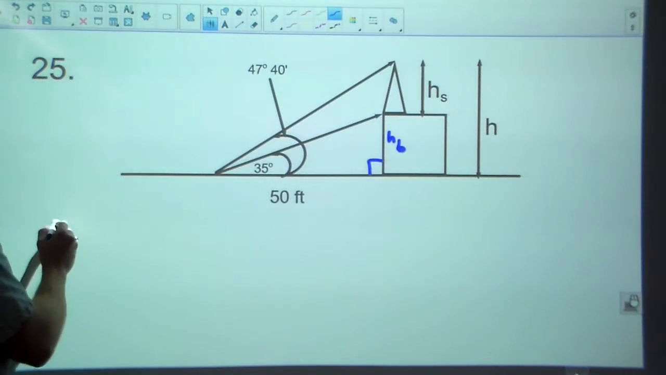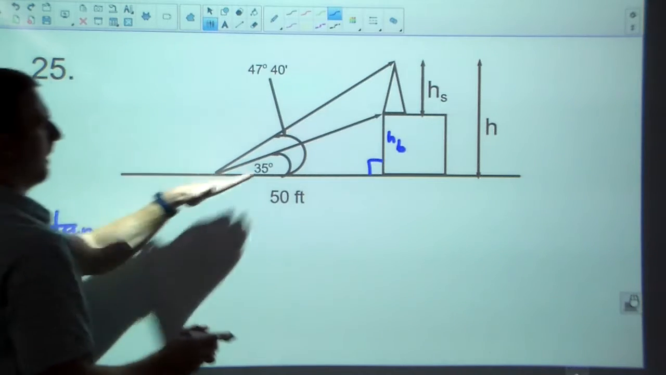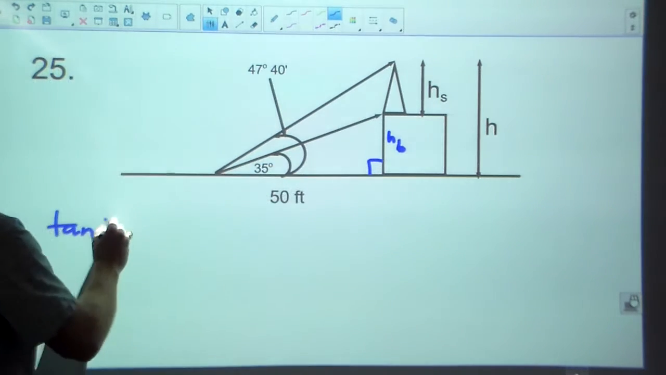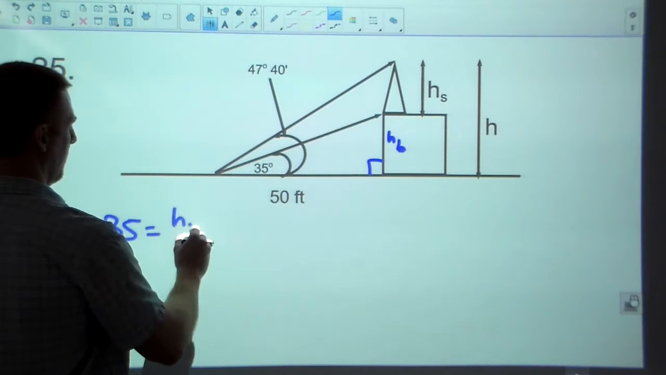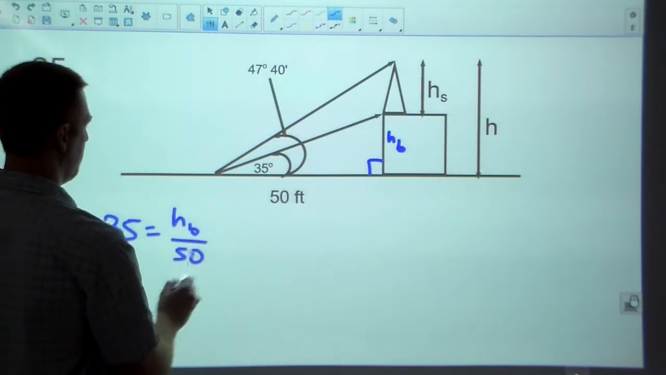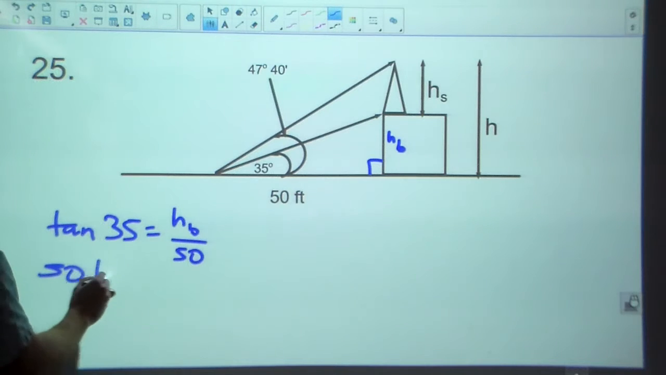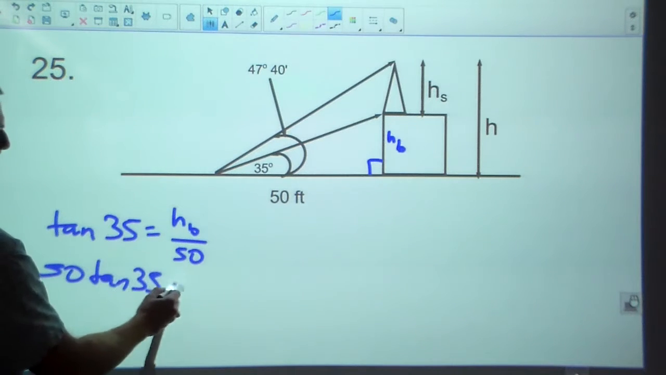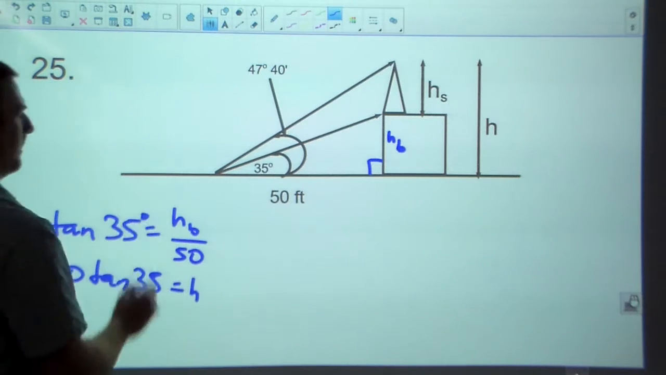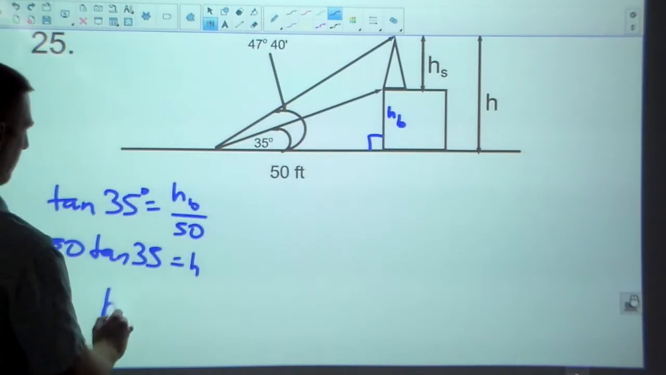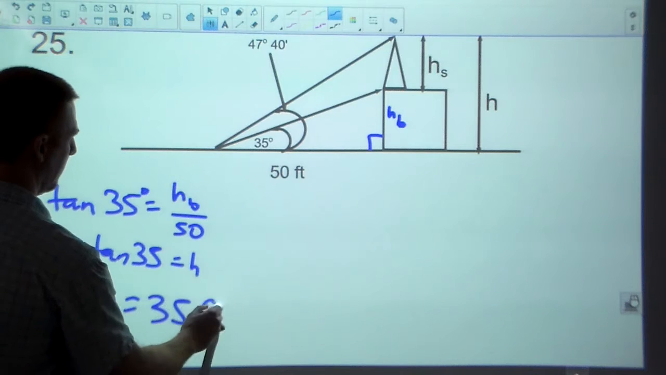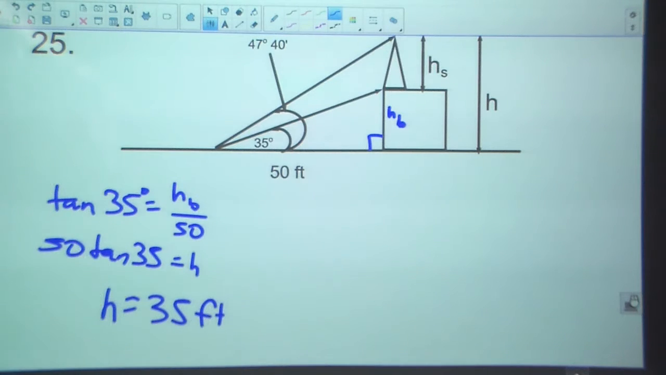So let's set that up. That would be tangent because I've got an opposite and an adjacent side. I'm taking the tangent of 35, and that'll give me height of the building over 50. So 50 tangent 35 will be the height of the building. Now I am in degrees here, so make sure you put your calculator in degree mode. When I did that, I got about 35 feet for the height. And I'm just going to round. I think this should be close enough.